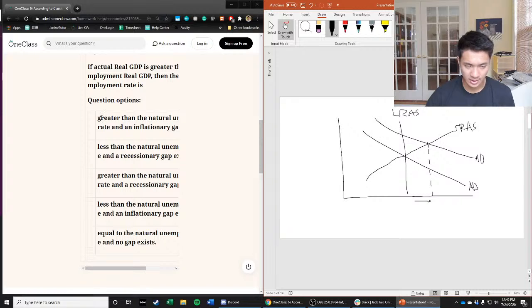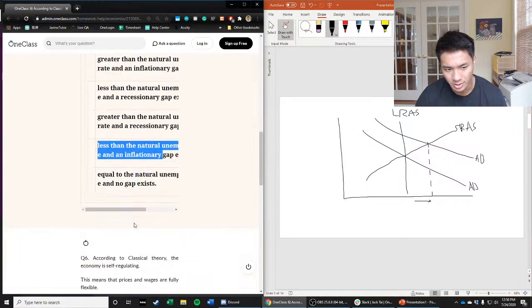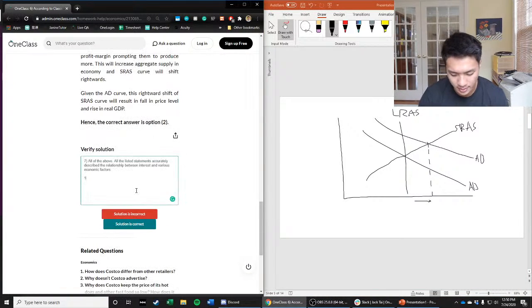So let's take a look at these answer choices. A says greater than the natural rate of unemployment and an inflationary gap. We said that there would be less than the natural rate of unemployment. B says less than the natural rate of unemployment, which is good, but then they say recessionary gap, and we say this is an inflationary gap. C says greater than the natural unemployment rate. Again, we said less than. D says less than the natural unemployment and an inflationary gap. That's the correct answer here. And finally, E, equal to the natural unemployment and no gap exists. That's false, right? And so it's going to be D here. In answer choice 10, D is correct.